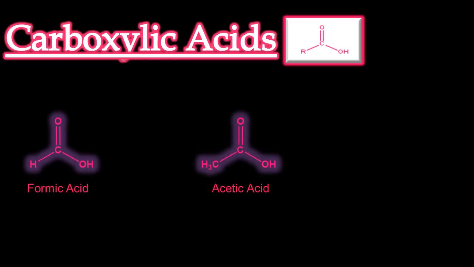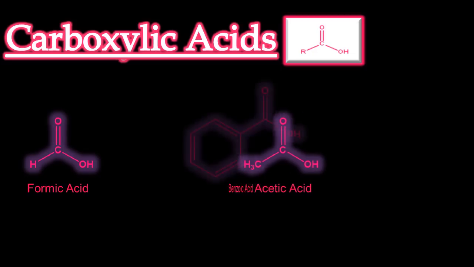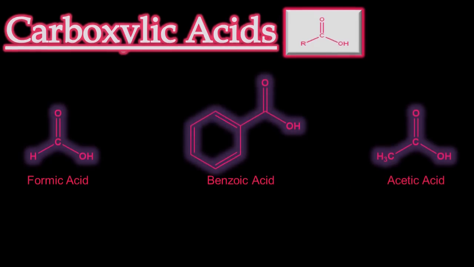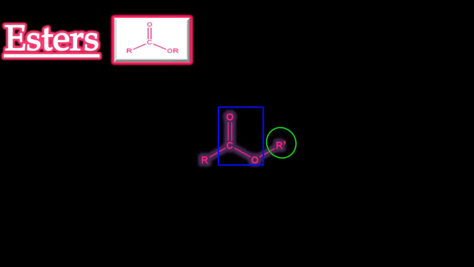Acetic acid is a 2-carbon carboxylic acid and features a methyl group and an OH group. Lastly, benzoic acid is an example of an aromatic carboxylic acid. Esters. Esters feature a central carbonyl group that is bonded to an oxygen atom. The oxygen is then bonded to a carbon, and the carbonyl carbon is bonded to either a carbon or a hydrogen.